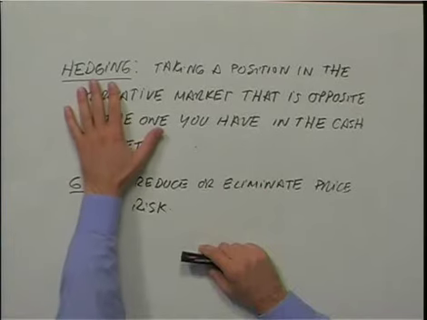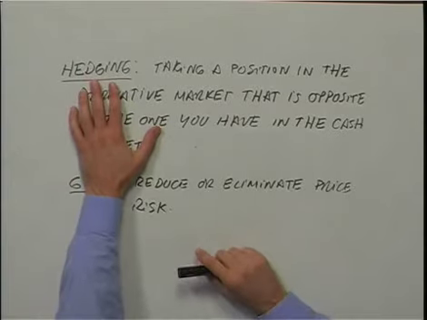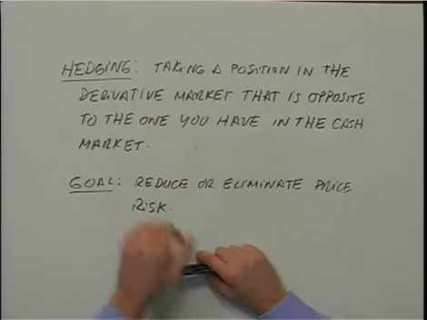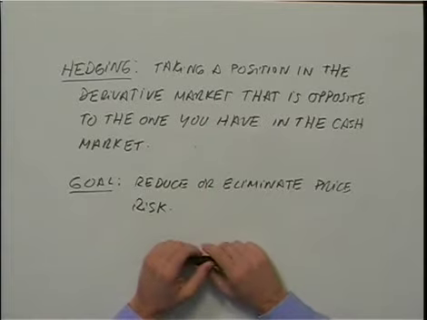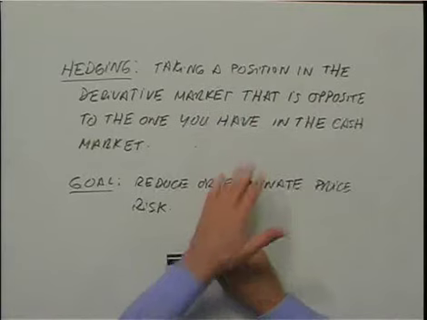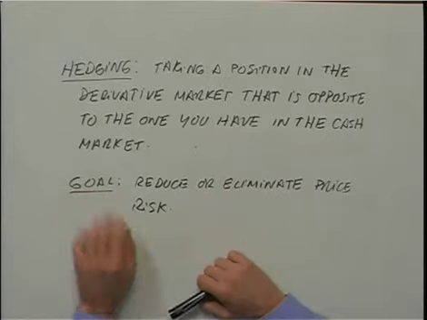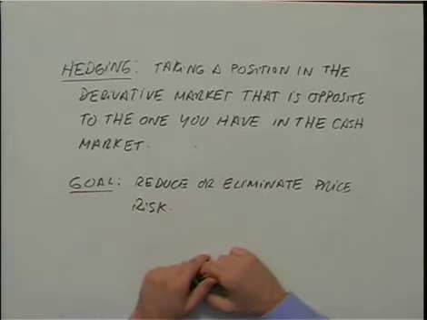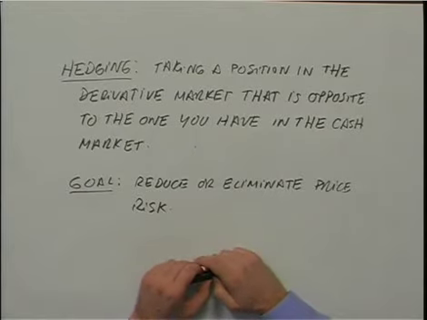Now that we've talked about duration of a fixed income security and also the duration of a futures contract whose underlying is a fixed income security, let's talk about hedging. What is it? Of course, by now you probably know what hedging is all about, but let's define it in a very operational way. Hedging is simply taking a position in the derivative market that is opposite to the one you have in the cash market. That's simply what it is. You take a position in the derivative that is exactly the opposite position of the one you hold in the cash market. And what is the goal? Well, the goal of hedging is to reduce, or in many instances to eliminate, price risk or rate risk.